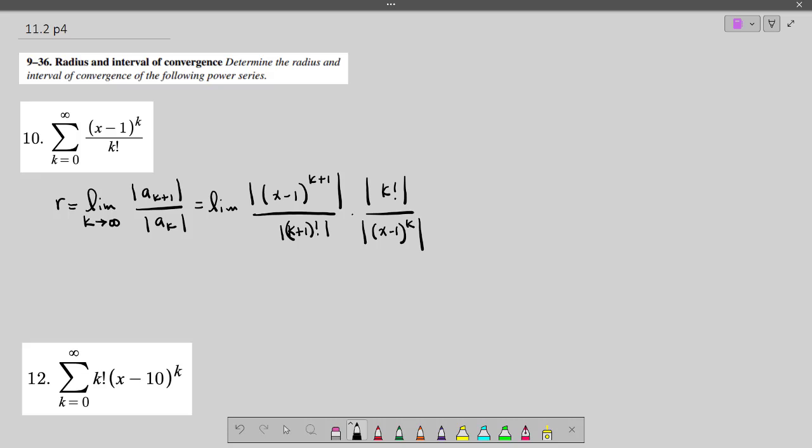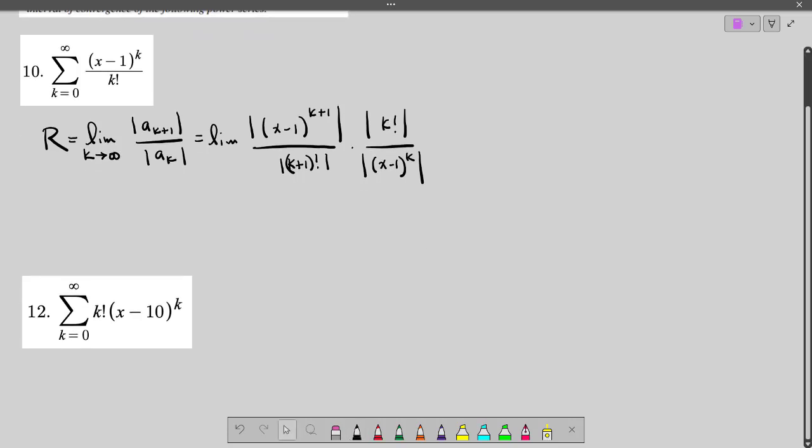And actually, in this book, they use a capital R for the radius of convergence, so let me put that as a capital R. In chapter 10, we used a little r. It was going to end up being a number. Here we have a function. They're using a capital R to distinguish. Doesn't really matter. Okay, so now we have to simplify.